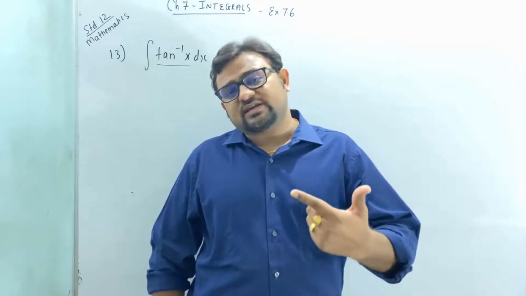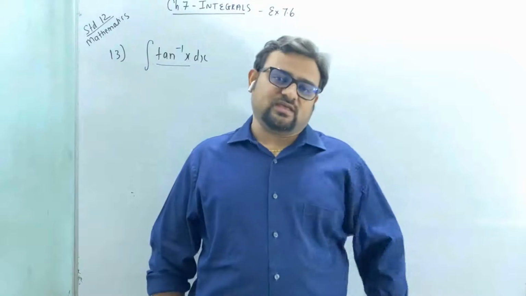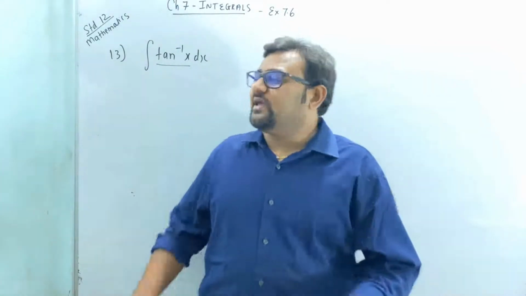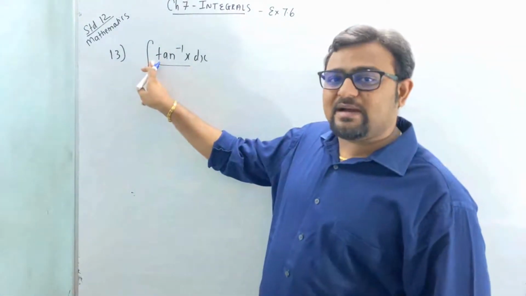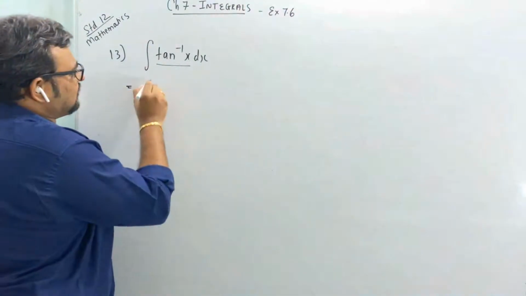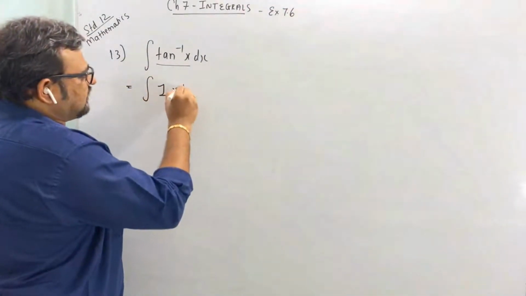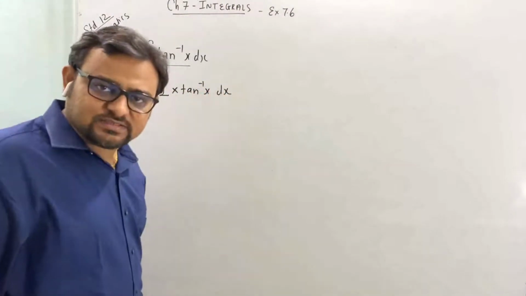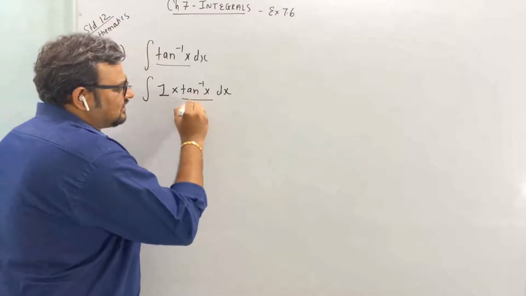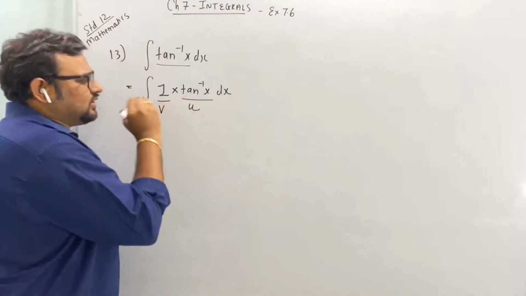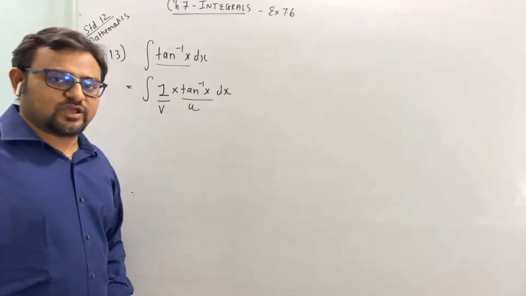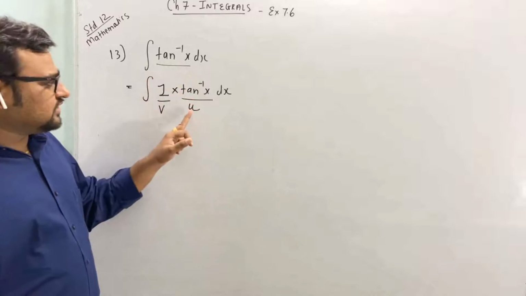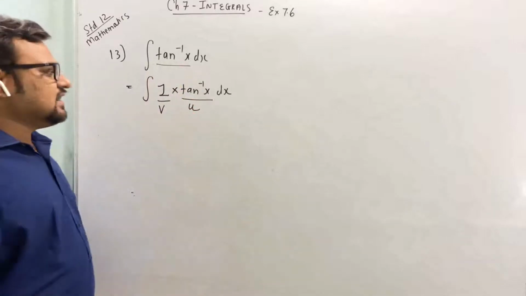Now we can use this in u and v. Okay, how can we use it? We can consider this as multiplied by 1. Means I can write it in this way: 1 into tan inverse x dx. Clear? So like u and v. Remember this, okay? It is tan inverse x, so I can write it like this. So now I have two things. One I will take as u, another I will take as v.